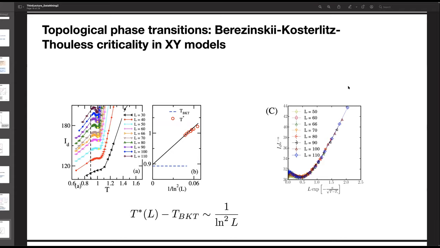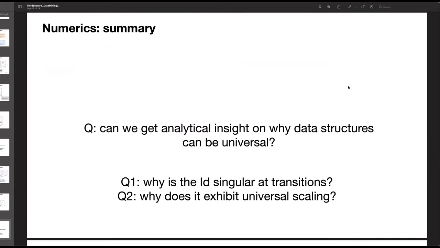Okay? So we can say out of these results that even for topological transitions, data structures have universal behavior, and the universal behavior reproduces the correct expected critical properties, like the correct scaling and the correct temperatures. So that's the summary part on the numerical side. And the question is, can we get analytical insight on why this happens? But first, I would like maybe to pause. And if some of you have questions on these simulations, I will take them now.